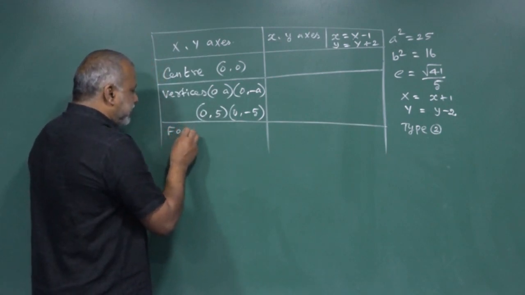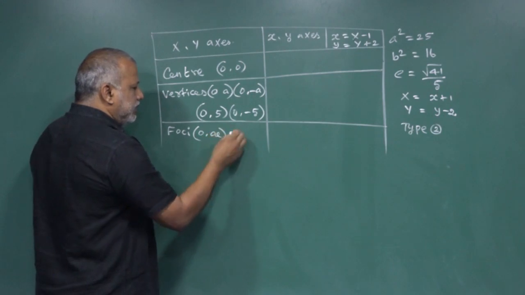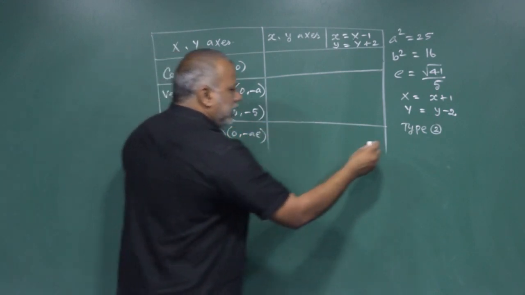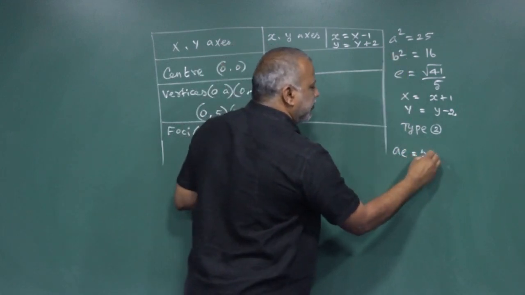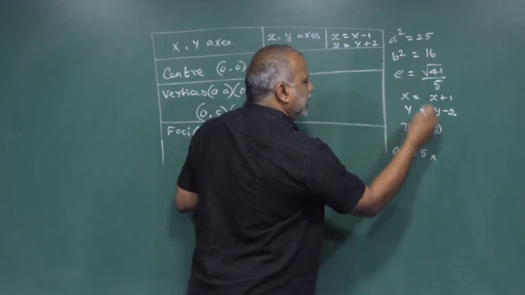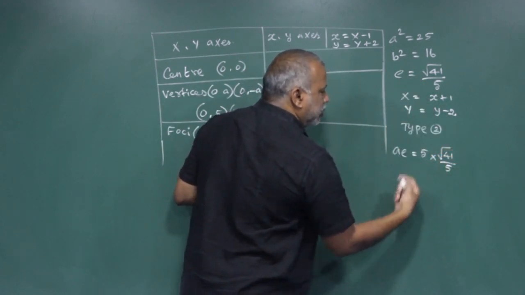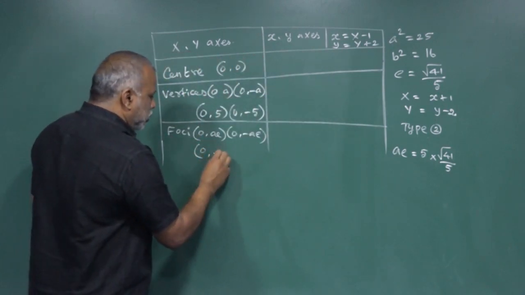The third one is foci. The general formula is (0, ae) and (0, minus ae). This is the formula. Now we need ae. See here, the value of a equals 5, and the value of e equals root of 41 divided by 5. The 5 will cancel. Therefore ae means (0, root 41).